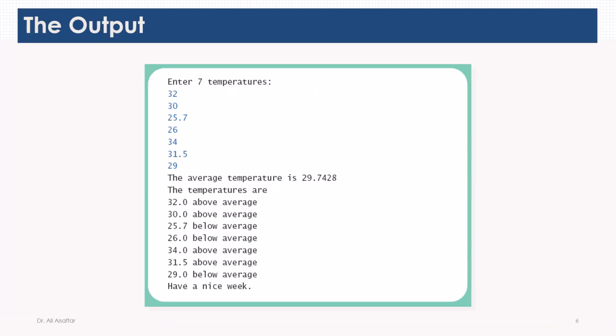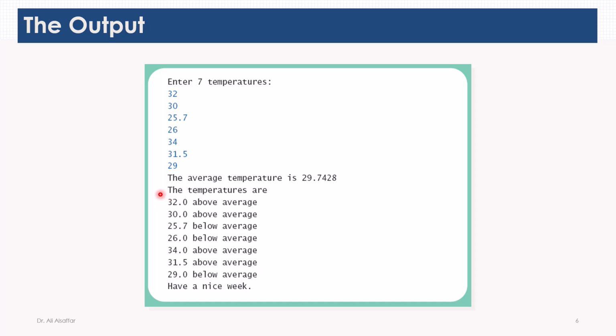After running the program, this is a sample of an output. First, a message is displayed on the screen to enter the 7 temperatures. Then the user will type the 7 temperatures one at a time. Then the program will display a message that the average is 29.7428 based on these temperatures.